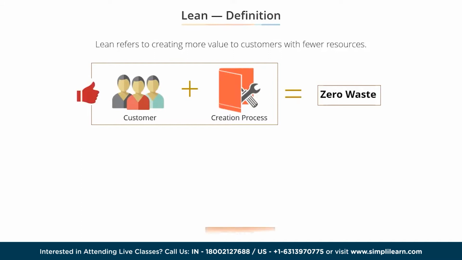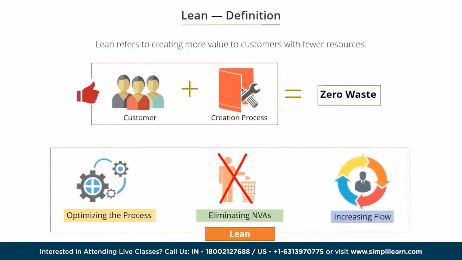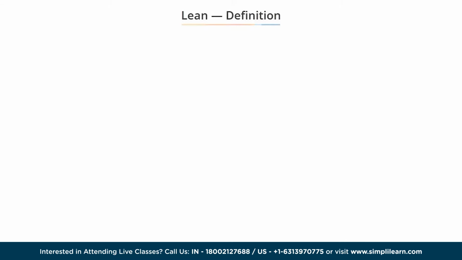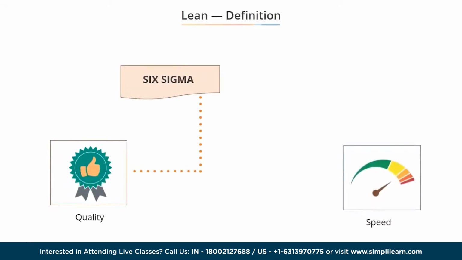Lean is about optimizing the process from beginning to end, eliminating non-value adding activities, NVAs, and increasing flow to ensure that parts and services are provided to customers more quickly. If quality is the word to describe Six Sigma, then speed is the word to describe lean.